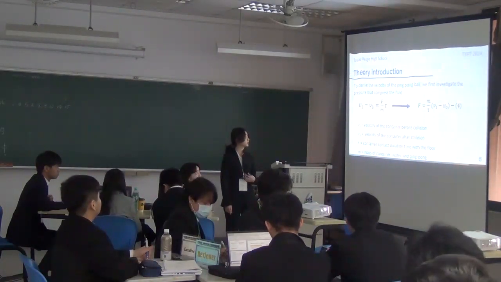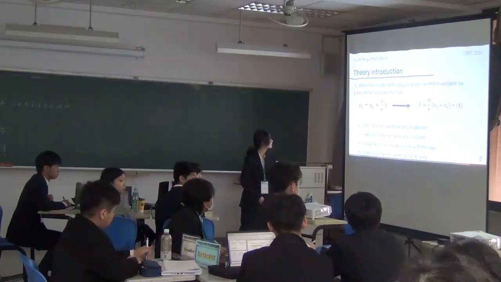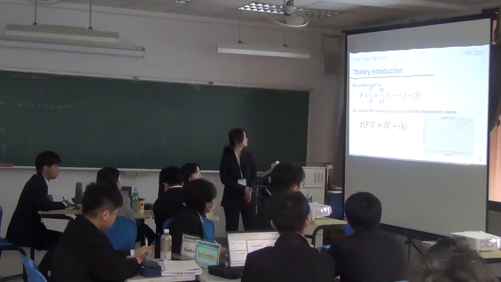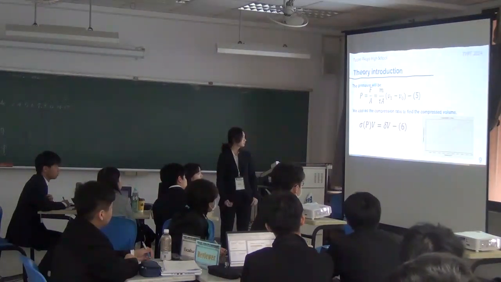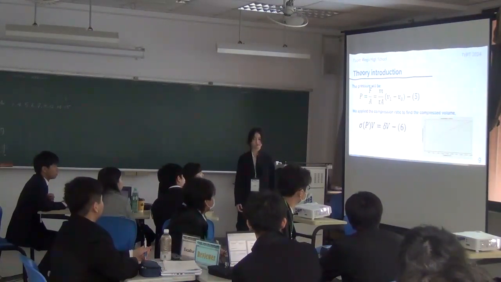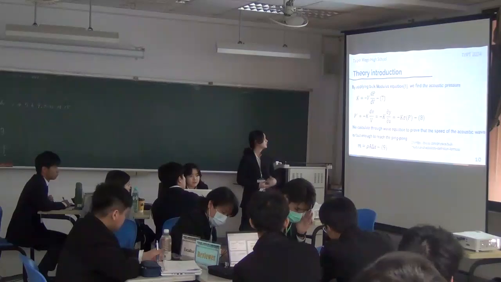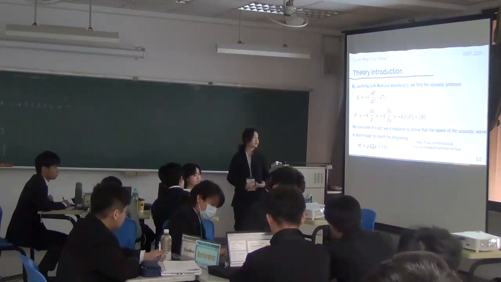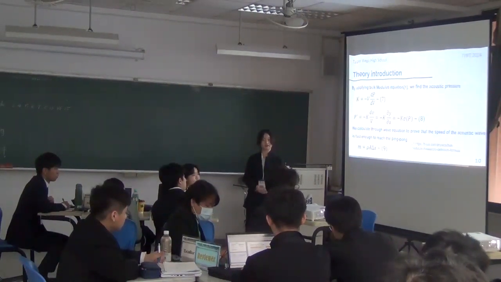Then we first investigate the pressure that compresses the fluid. And this is the pressure we get, which is F. We use the F to calculate the pressure on the next page. And here we get the compression ratio from the chart. Then by applying the bulk modulus equation, which is shown below, we can find the acoustic pressure. And we calculate through the wave equation to prove that the speed of the acoustic wave is fast enough to reach the ping pong ball before it launches.